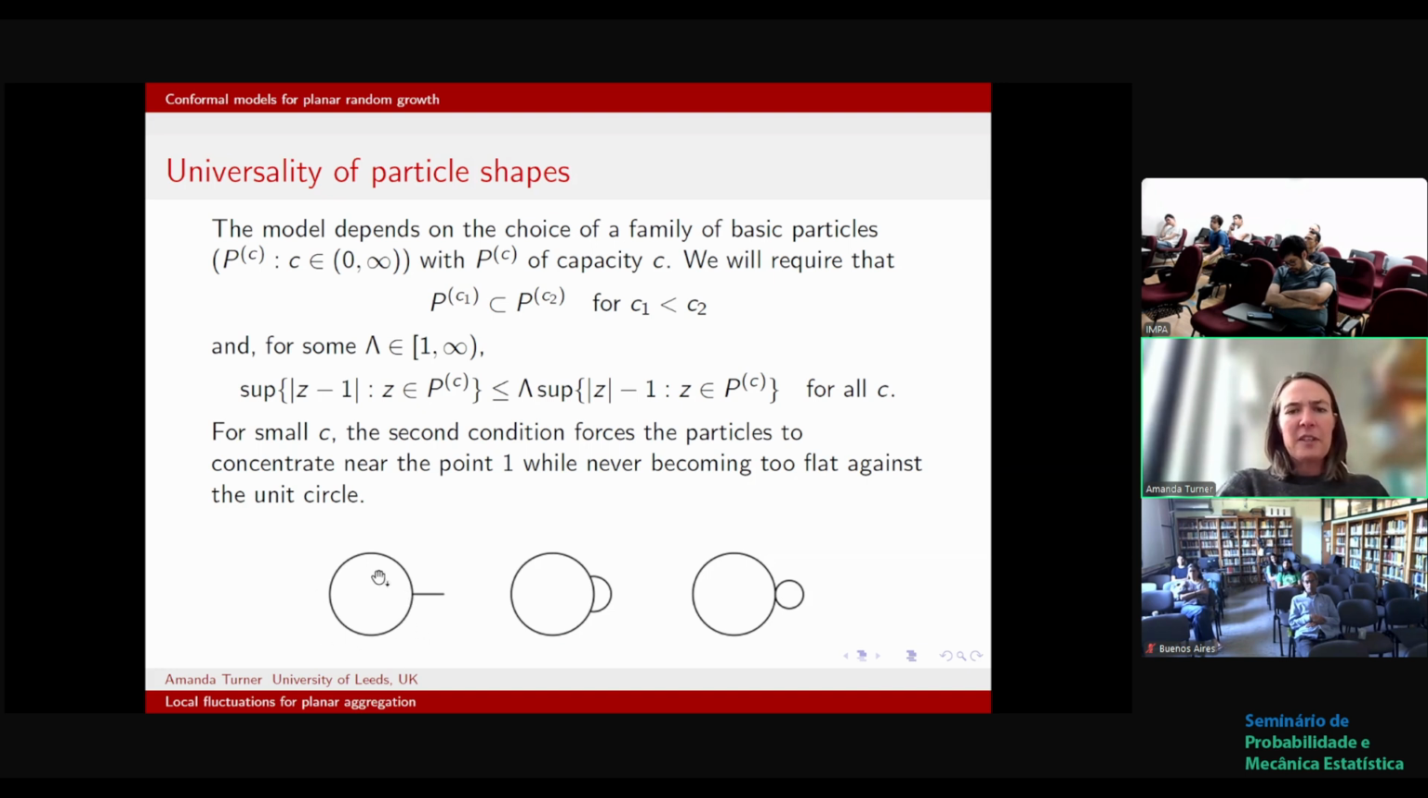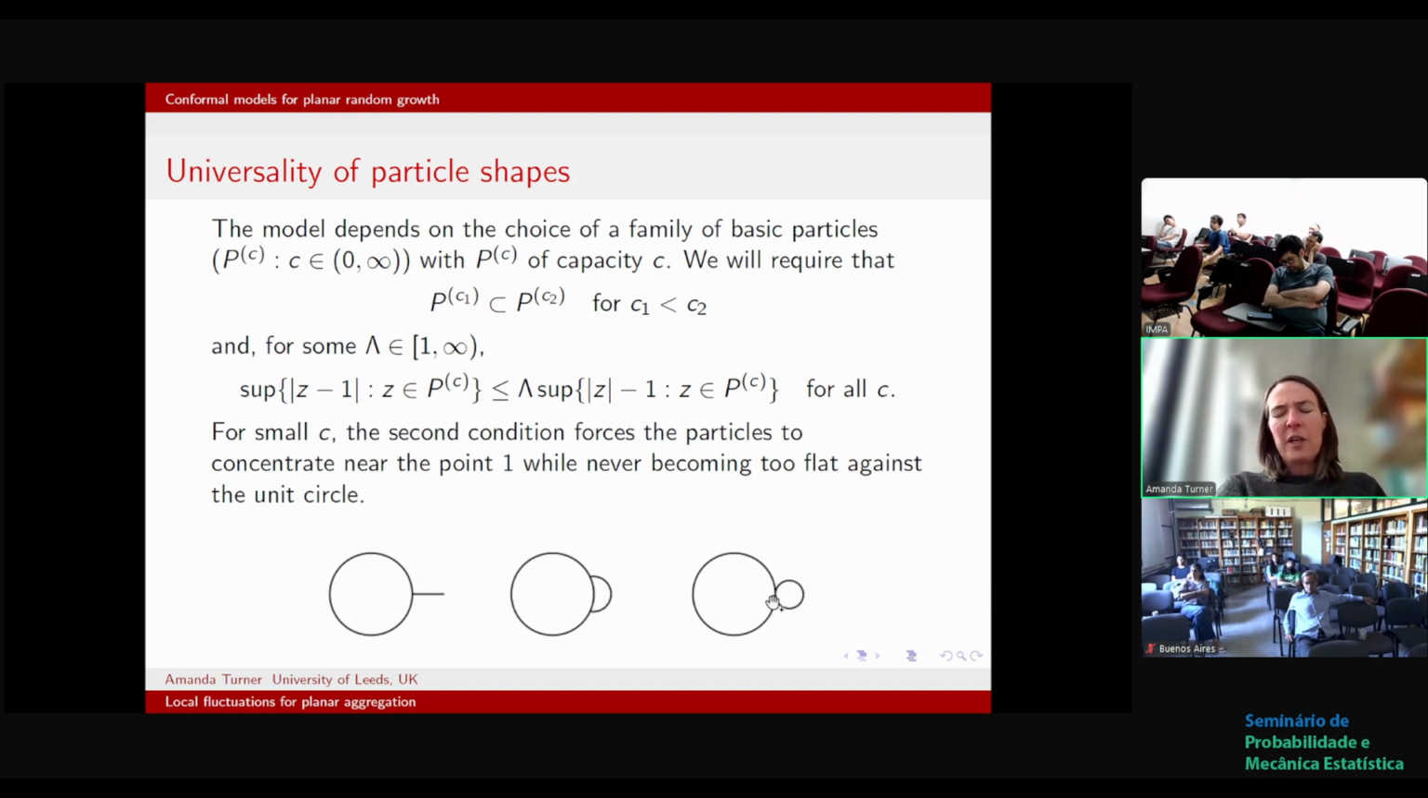And so here are some families of particles that we're allowed to use. The slit one I've already talked about. You can see small slits are contained in larger slits, and the radial distance from 1 is the size of the slit, and in fact, in that case, it's exactly equal to the height. So capital lambda is equal to 1 in this case. The second particle family is a sort of disk centered on the boundary of the disk of smaller radius. Again, if you imagine concentric circles all centered at 1, you have this inclusivity property, and again, you have the concentration around 1, and the fact that this isn't too flat.